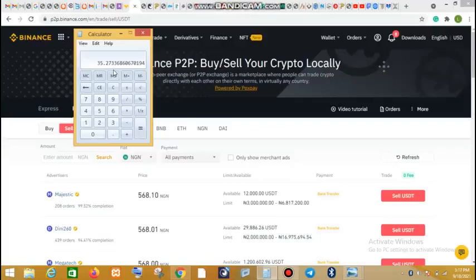So now, how can you trade this US dollar that we are talking about? One thing that you need to do is to have a Binance app. You need to have a Binance account. Binance is a cryptocurrency exchange site, and it is one of the best cryptocurrency exchange sites in the world. So now what are we going to do? You need to have an account with them.